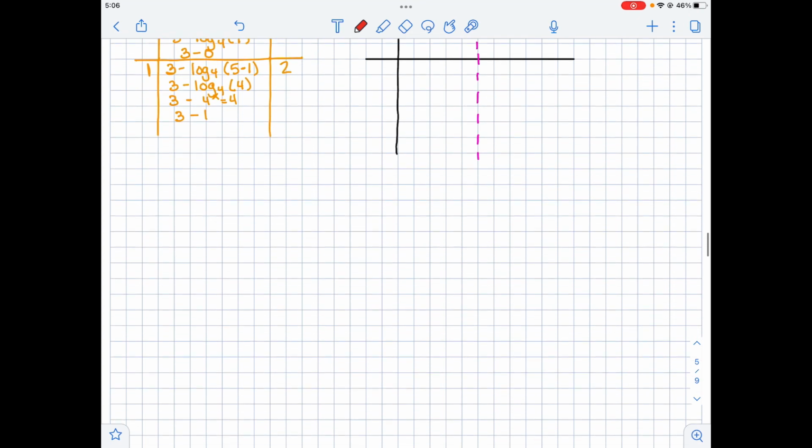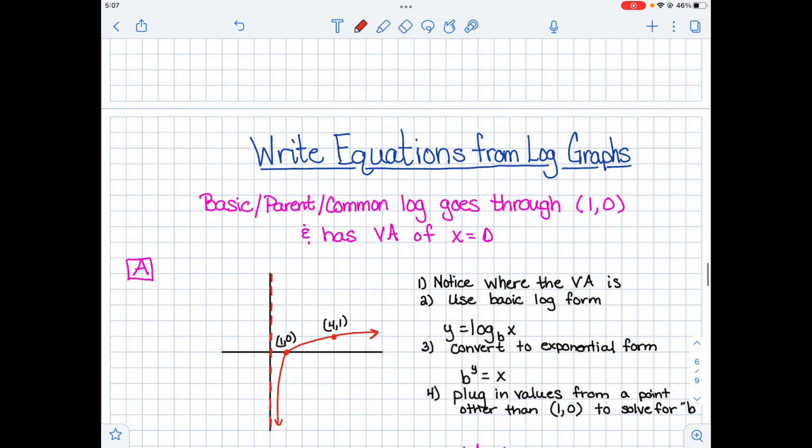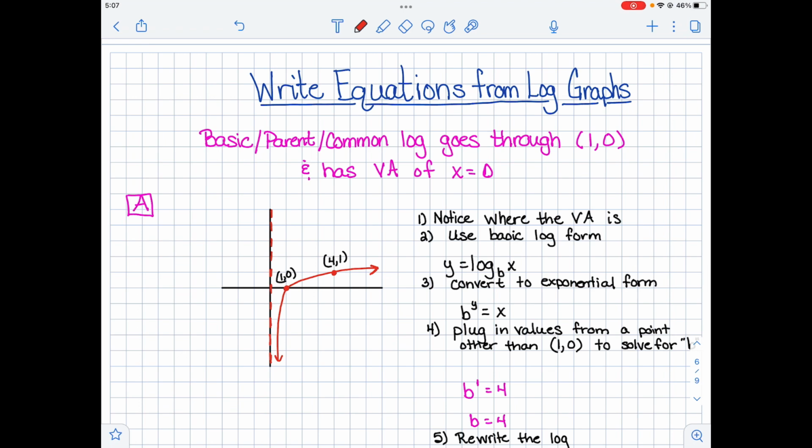Now we're going to talk about writing equations from log graphs. So here's some steps and information to know. So basic or parent or common logs go through (1, 0), and they have a vertical asymptote of x equals 0.